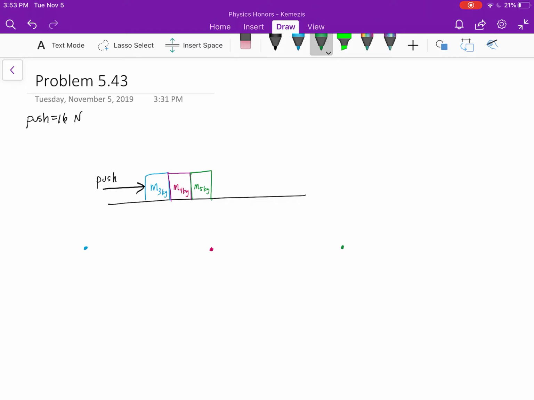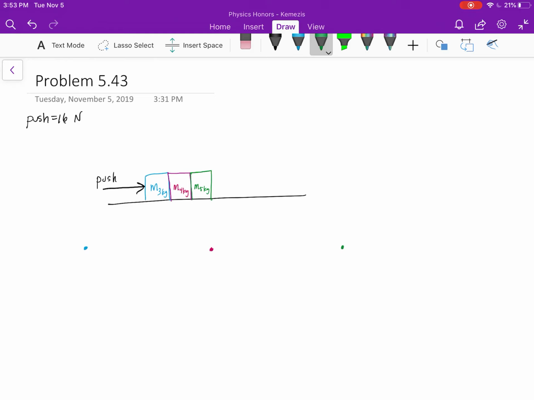So this is problem 5.43, the one with the three blocks that are being pushed together, and the push is on block 3 kilogram, and then block 3 pushes on block 4, and block 4 pushes on block 5, and makes this whole thing move.